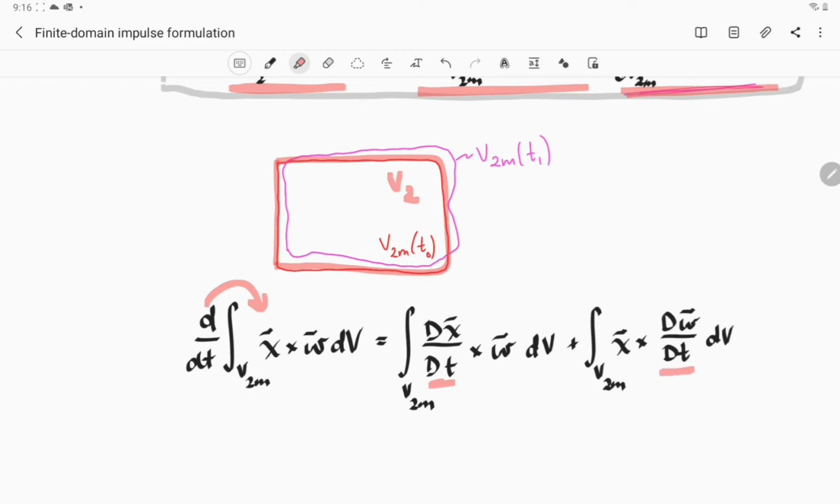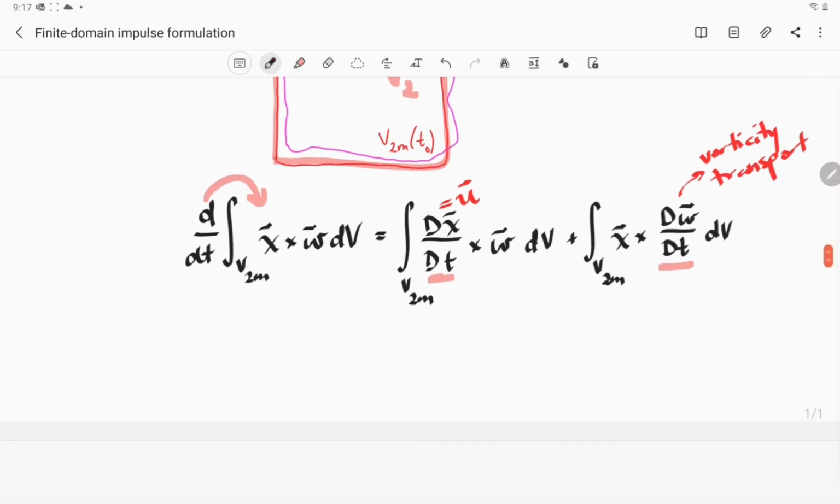I've used capital D dt to indicate that this is a local material derivative, and because the position x is now following material particles and not referring just to a specific point in a fixed domain, this position derivative is just velocity, and this term here we can manipulate by recourse to the vorticity transport equation.